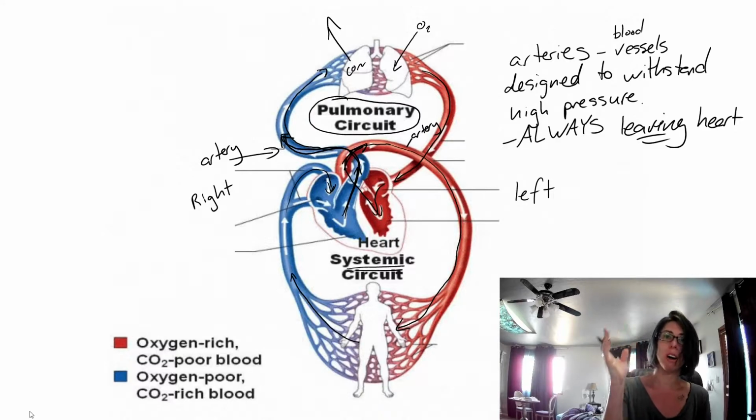So there are oxygen-rich arteries and oxygen-poor arteries. The oxygenation status of the blood has nothing to do with it. What has to do with it is that these are blood vessels leaving the heart where the blood is under high pressure. Arteries have a special structure designed to withstand high pressure.